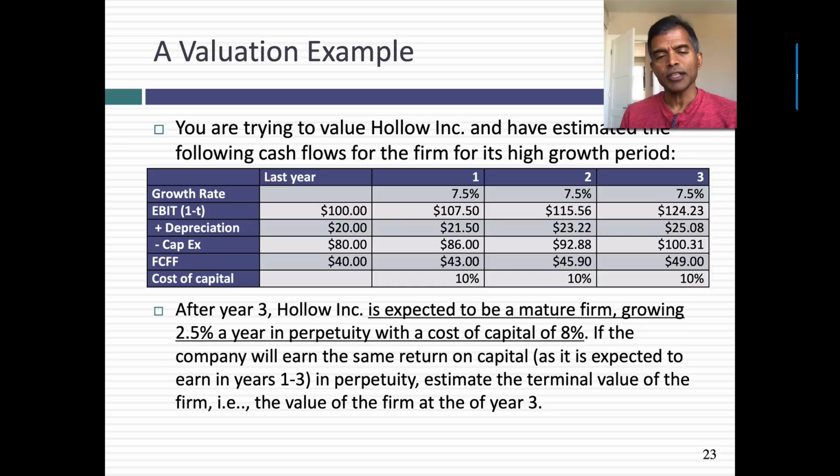So let's try a final example. You're trying to value a company and you've been given the cash flows. So I've actually given you the free cash flows every year and the growth rates. After year 3, the company is expected to be a mature firm growing 2.5% a year in perpetuity with a cost of capital of 8%, which is lower than the cost of capital for the next 3 years.